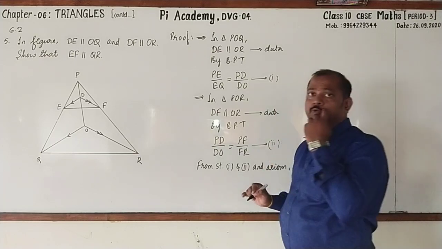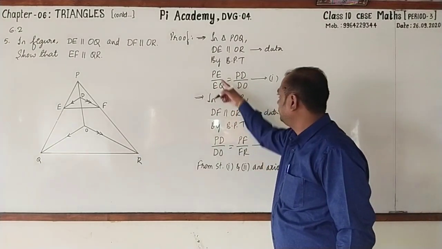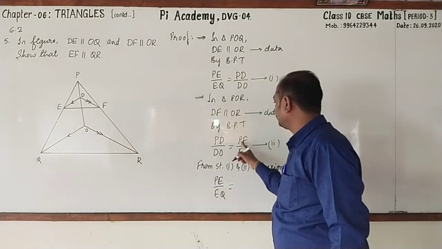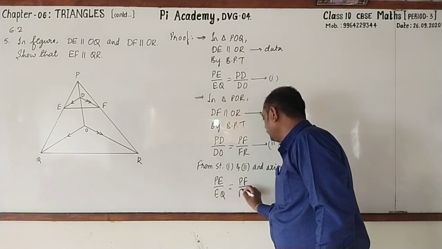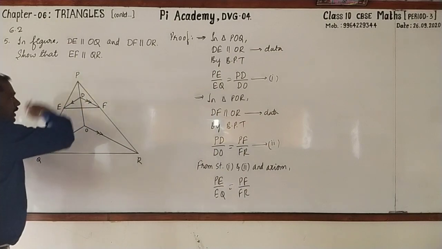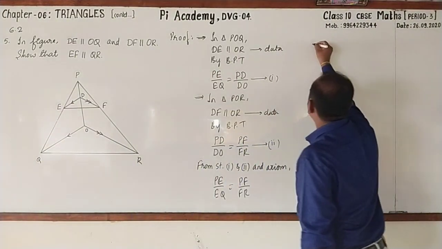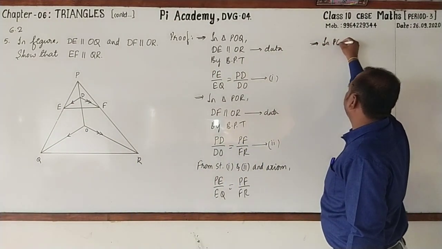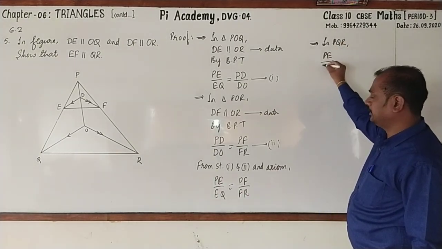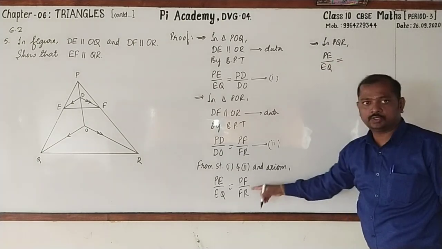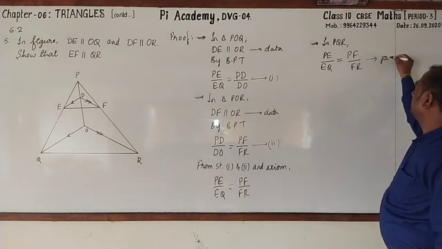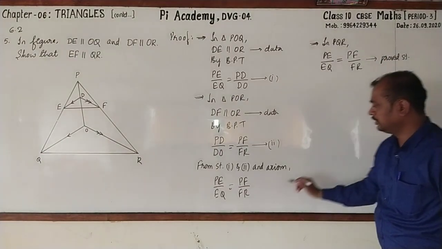And axiom, how to write? It is PE by EQ is equal to PF by FR, right? These two. Now I'll go for taking the whole triangle. In triangle PQR, we have just come to know that PE by EQ is equal to PF by FR. It is from the proved statement. We have just proved this one.